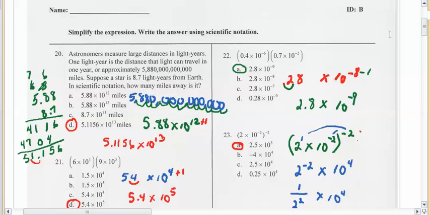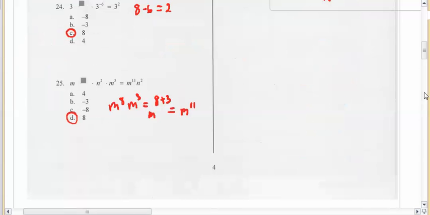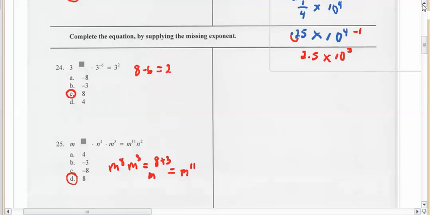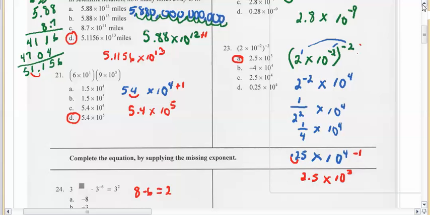Number 23. Okay, power to power. Oop. Let's get rid of these boxes. Oh, shoot. Go back up. Okay, power to power, which I did right. Use my highlighter, maybe that's better.